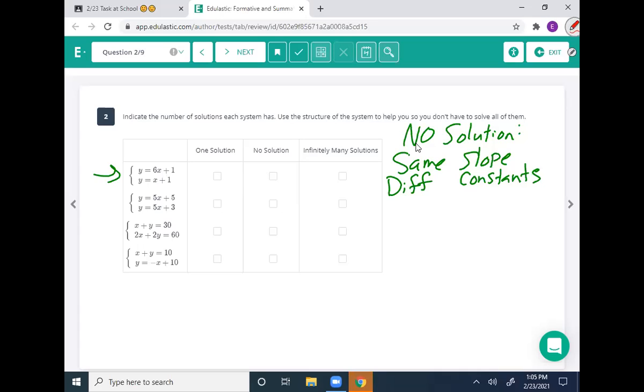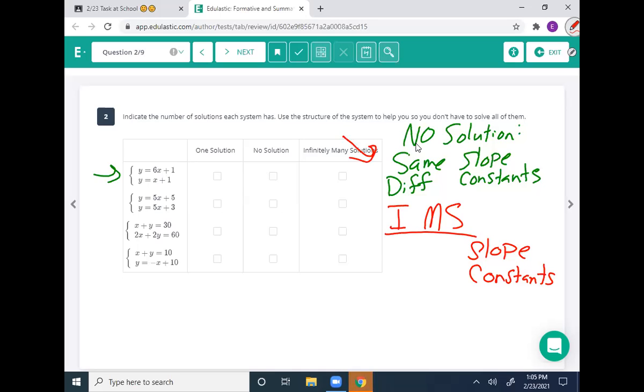What's another option for a number of solutions? Avery? Infinitely many solutions. Very good. What do we know about the slope and constants of those ones? Carter. Infinitely many solutions. What do we know about the slopes? What about the constants? Use these words. Look at these words that I used up here.